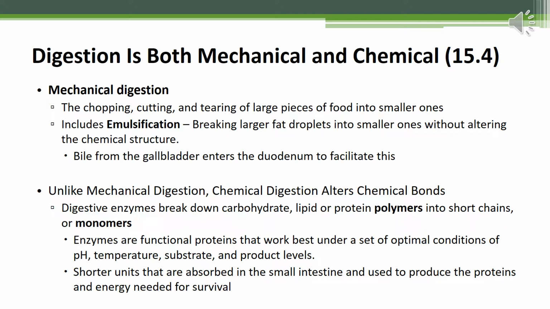Now, unlike mechanical digestion, chemical digestion is where we actually alter the chemical bonds. So in chemical digestion, the digestive enzymes break down carbohydrates, lipids, or protein polymers into short chain units called monomers, and these are actually the single units of a polymer, or the singular molecules of the polymer. And like I've said before, enzymes are functional proteins that work best under a set of optimal conditions of pH, temperature, the concentration of substrate, and product levels. And we'll talk about this more in a second. The shorter units that we created are then absorbed in the small intestine and used to produce the proteins and energy that we need for survival.